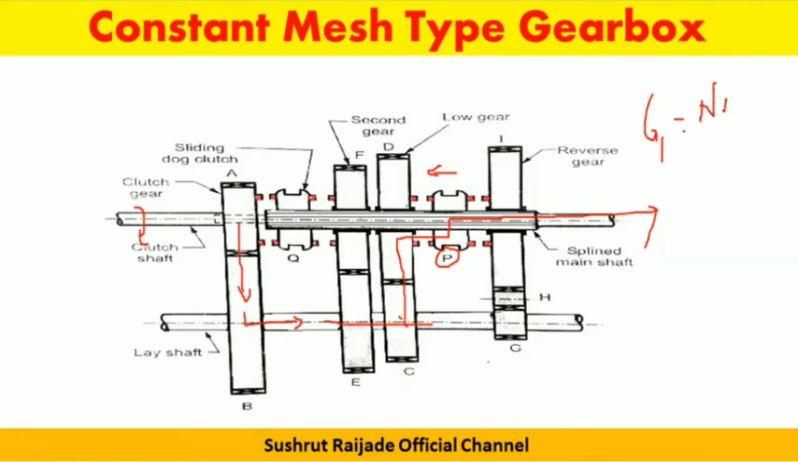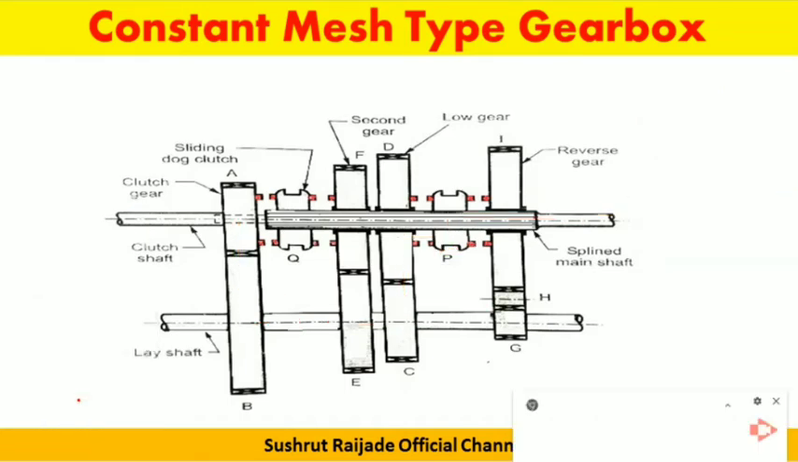The gear ratio G1 will be NA upon ND, equal to TD upon TC, into TB upon TA. This will be the gear ratio: TD upon TC into TB upon TA. So this is the first gear engagement.